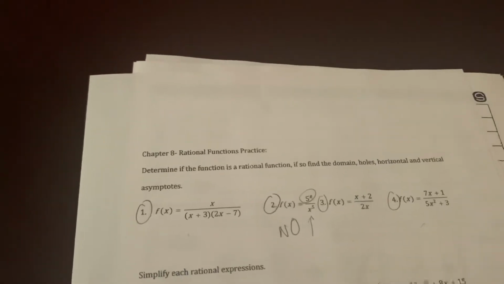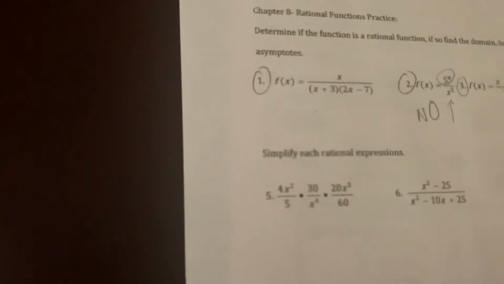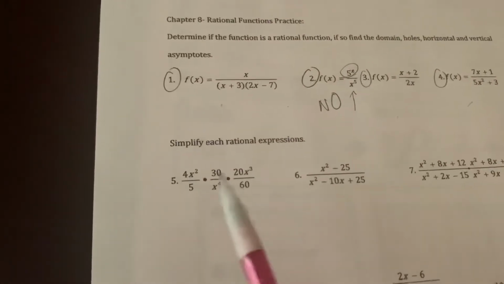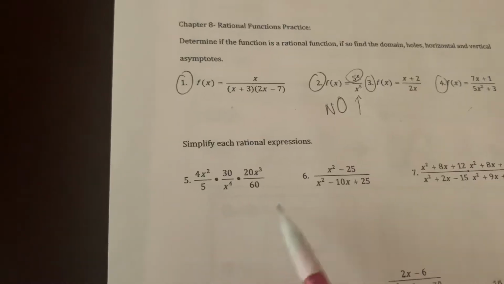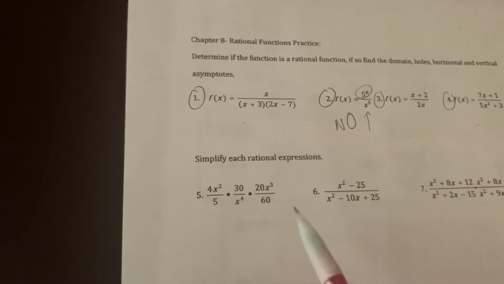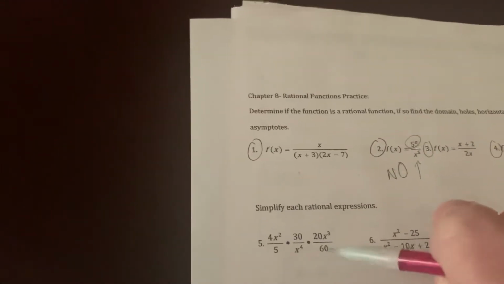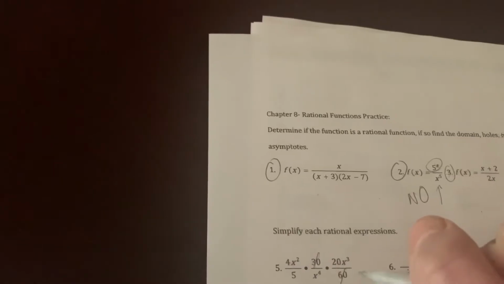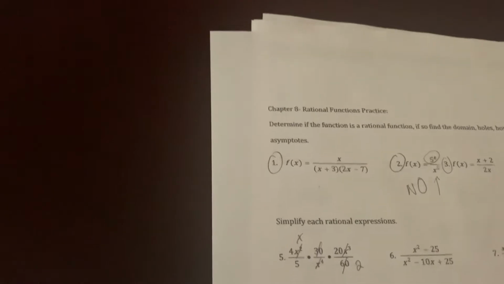And then if you want to try these, you can. You're just finding domain, holes, horizontal, and vertical asymptotes. But this is more focused on just this section, simplifying rational expressions by using multiplication and division. So if you look here, sorry, the lighting here is not the best. You can multiply across and you could get a large number and then reduce, or you can reduce as you go. Like when you're in middle school and you'd say, okay, well, 30 can go into 60 with 2 left over. There's 4 x's in here with 1 left over.